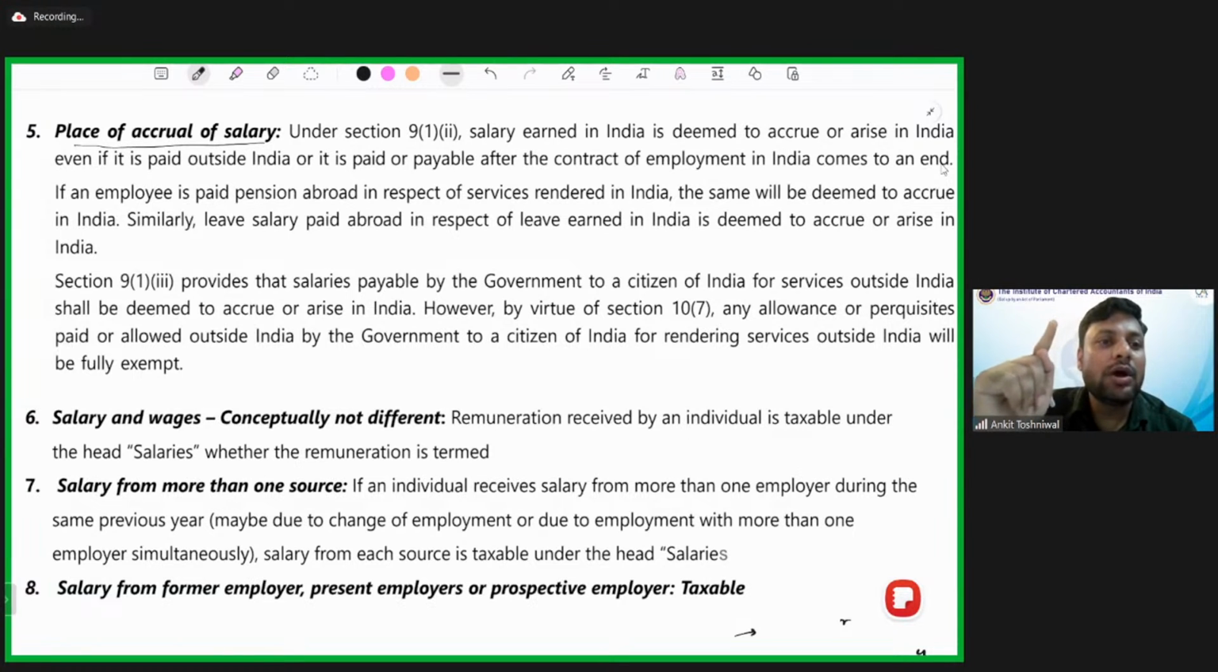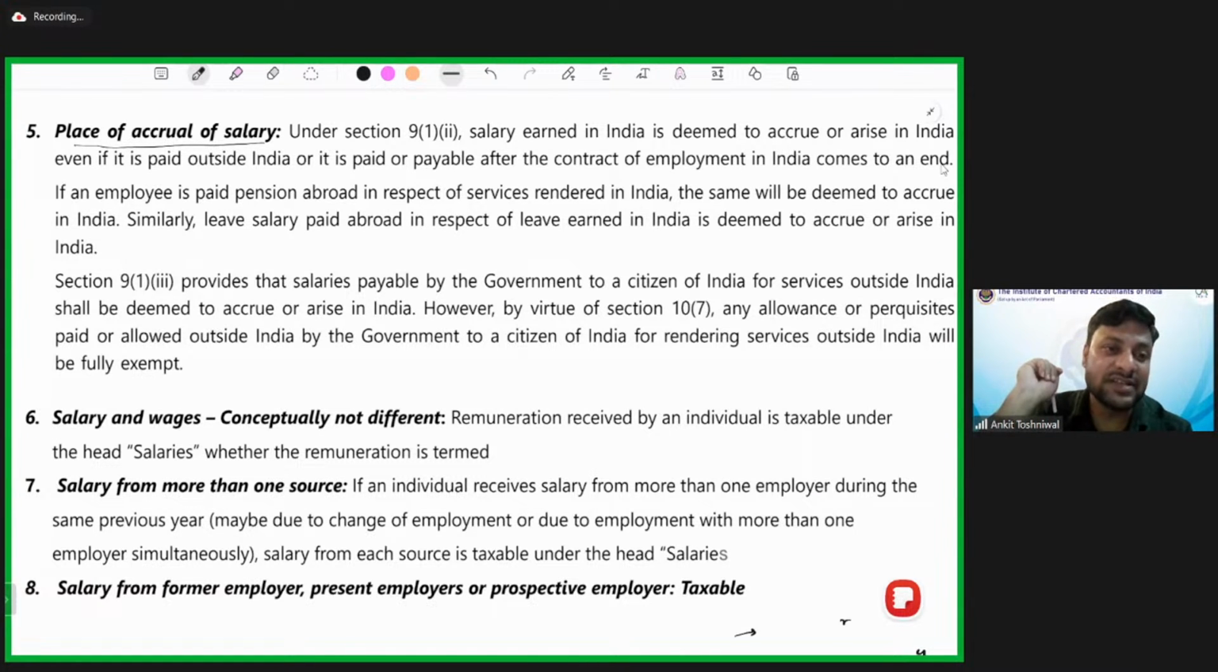Salary is deemed to accrue or arise where the services are rendered. If you're rendering the service in India, the salary will accrue or arise in India. What about outside India? Riddhi? If you are rendering services in India, then it is deemed to accrue or arise in India. And if you are rendering services outside India, then it is deemed to accrue or arise outside India. This is all about section 9 related to salary.